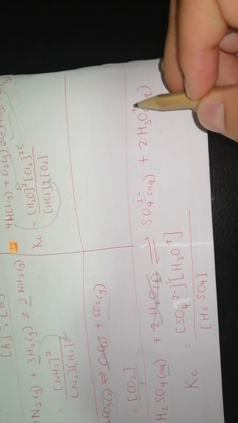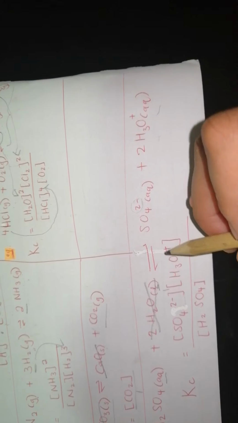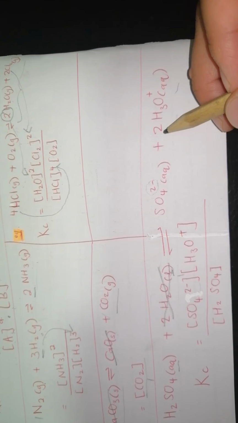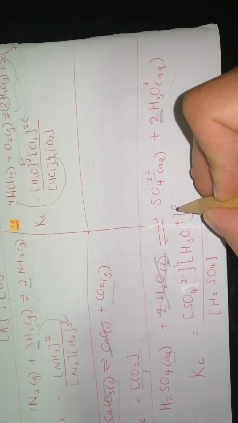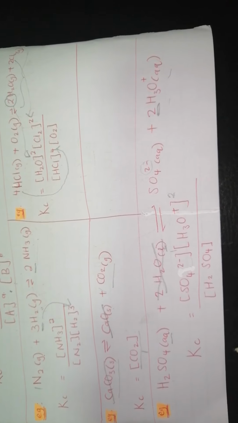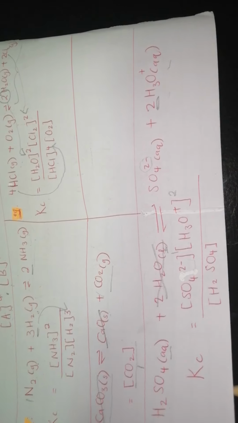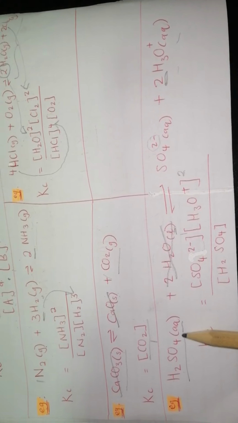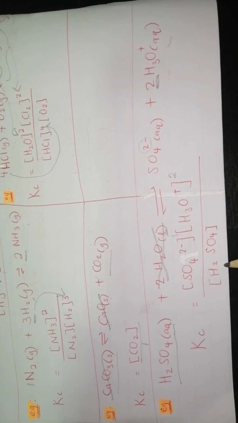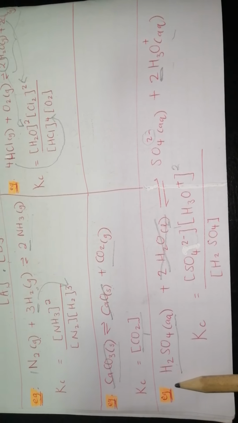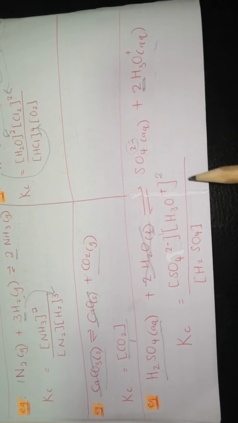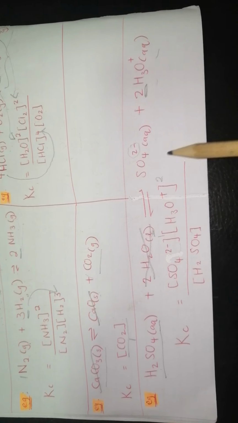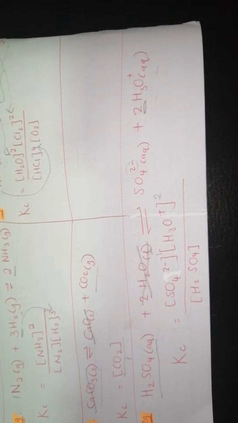And then you have H3O plus here, and you're going to write that in brackets. And then can you see it has a coefficient of 2, so it means we have to square this H3O plus. Then we're going to divide it by the concentration of reactants, which in this case we're only including this reactant, so it's H2SO4 in square brackets, and the coefficient is 1, so you just leave it as 1. And this is how you're going to write Kc for this specific reaction.